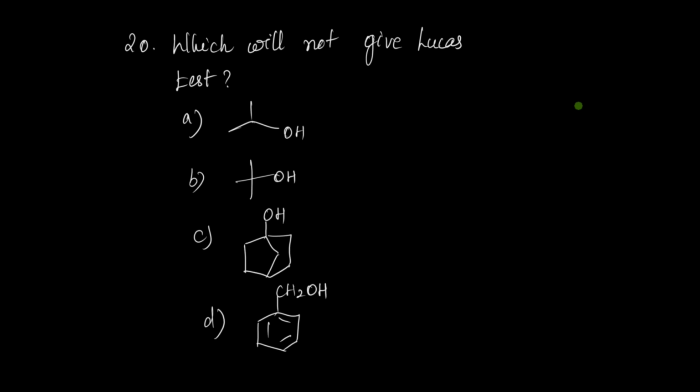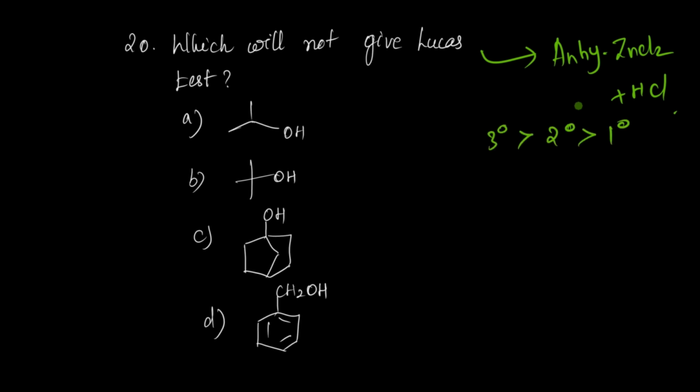Then, which will not give Lucas test? For the Lucas test, the reagent is anhydrous zinc chloride with HCl, right? So tertiary will react easiest, then comes secondary, then comes primary. So which will not give? This is what type of alcohol? Secondary, and this becomes tertiary. And what about this one? D, we know that is primary.